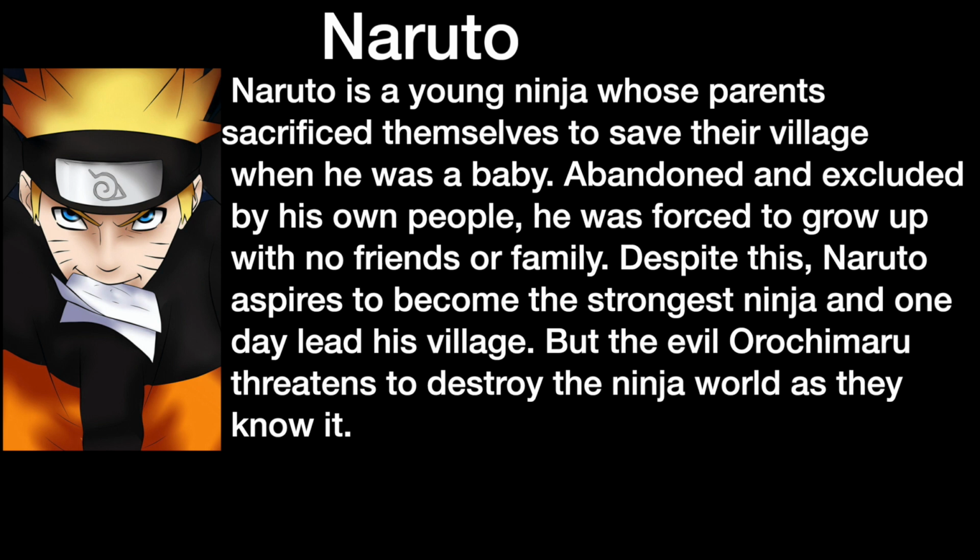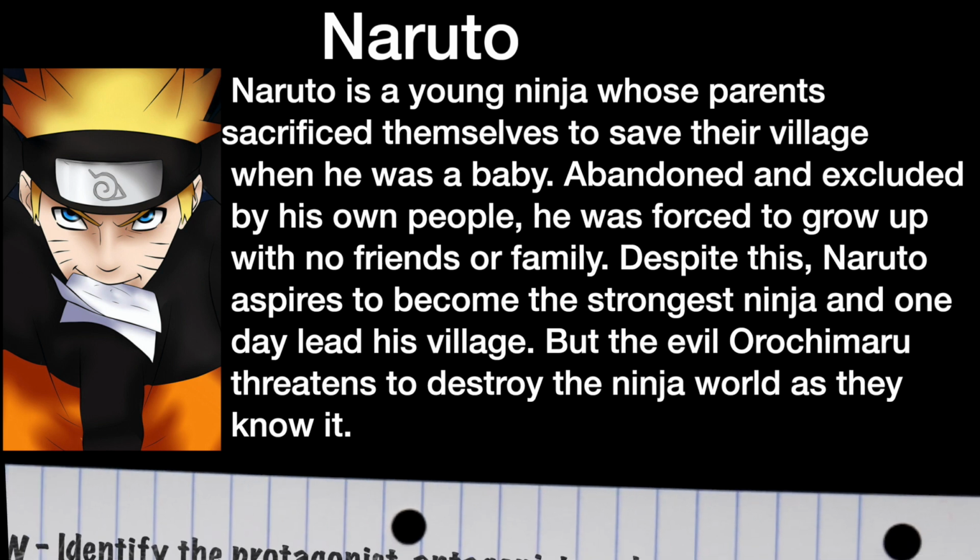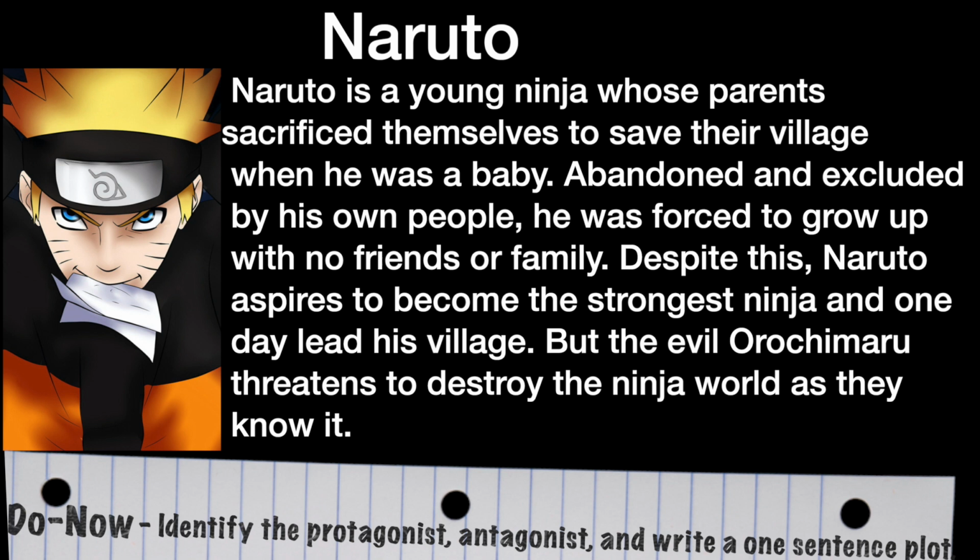Naruto is a young ninja whose parents sacrificed themselves to save their village when he was a baby. Abandoned and excluded by his own people, he was forced to grow up with no friends or family. Despite this, Naruto aspires to become the strongest ninja and one day lead his village. But the evil Orochimaru threatens to destroy the ninja world as they know it. Pause this video now, as the summary is on the screen, and write down who you think is the protagonist, the antagonist, and a short one-sentence plot.